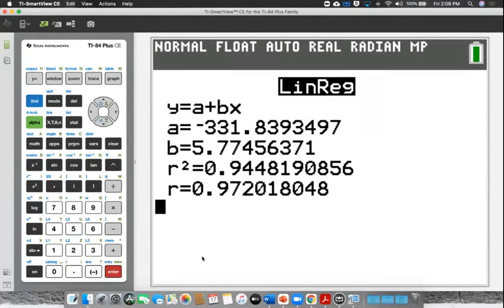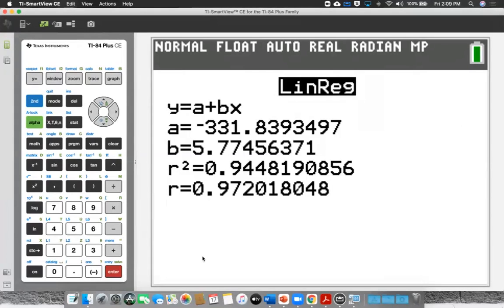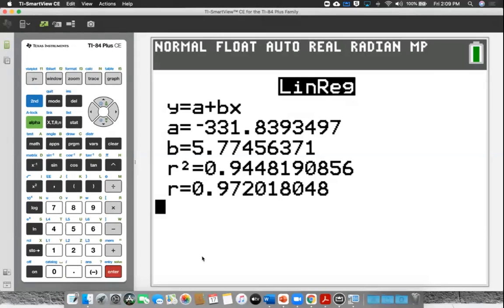That means 94.5%. 94.5% of the reason why ice cream sales are as high as they are, or as low as they are on some days, is directly due to the temperature. It's directly due to the temperature.